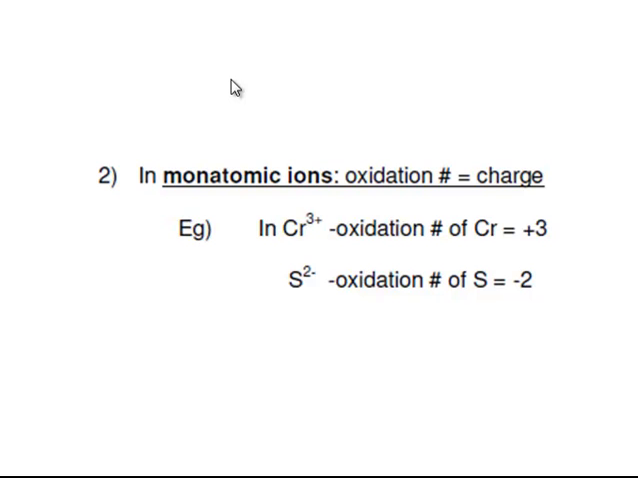Okay, so rule number 2. In monoatomic ions, the oxidation number is the charge. So whenever there's a monoatomic ion, the oxidation number is whatever the charge is on that ion. So sulfur 2 minus, we can see right here.